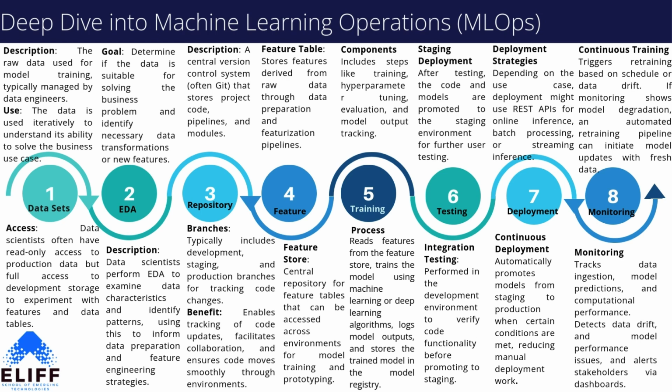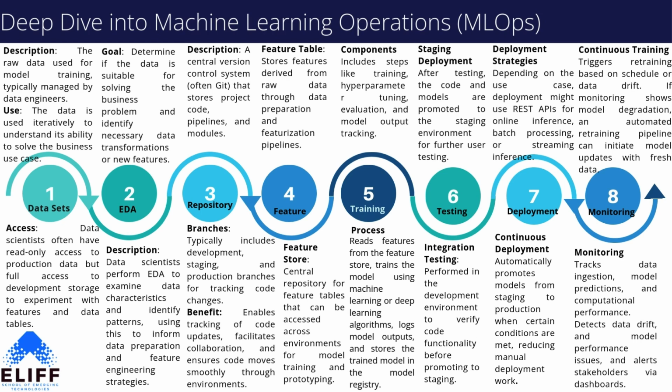The first key aspect of any machine learning project is the dataset. This dataset is usually prepared by data engineers who create a pipeline to gather and deliver data as required by the project. Typically, data scientists have read-only access to production data, but they have both read and write access to the development storage environment, where they can experiment with new features and data tables.